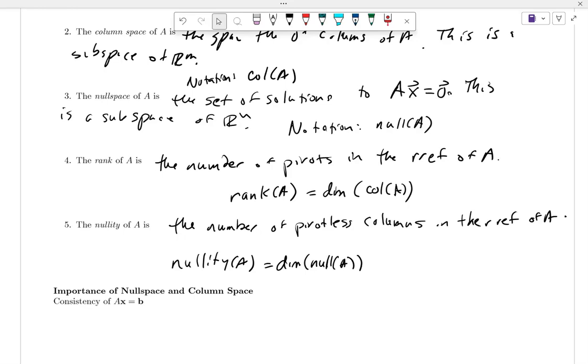Yes? The first three are spaces. They're subspaces, yeah. They're sets of linear combinations.